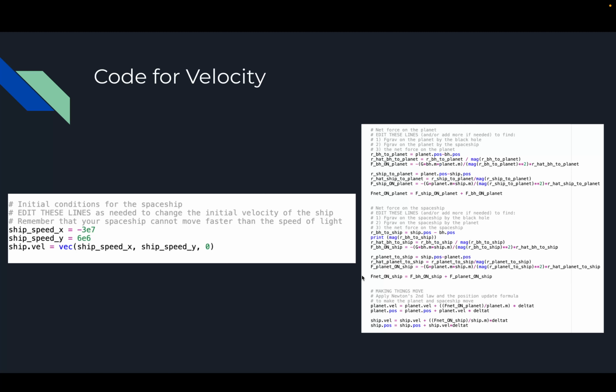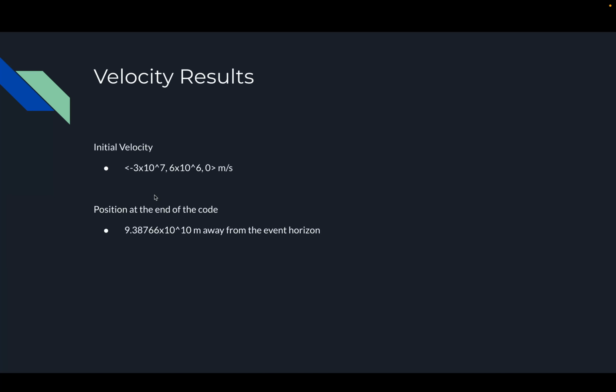As we said, the result there, the velocity is going to be this vector here. And then at the end of the simulation, you can see that the spaceship ends up a very long way away from the black hole after not colliding with it. It ends up very far away.